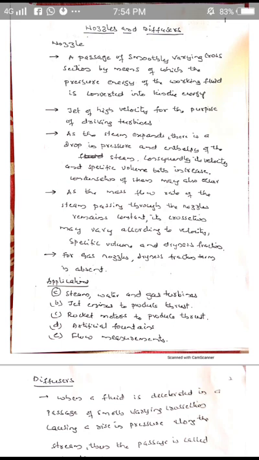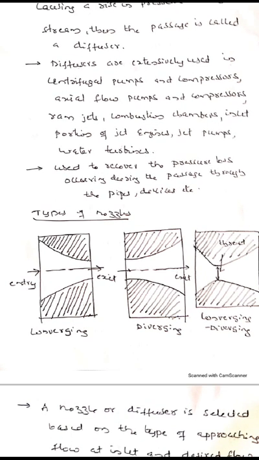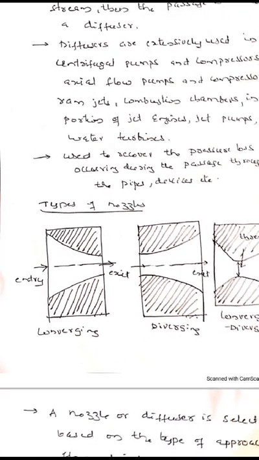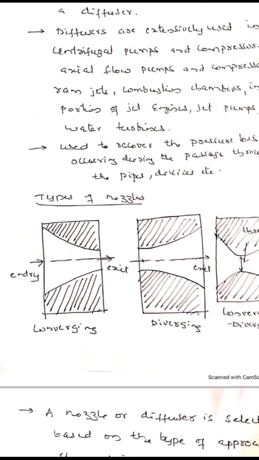Today we shall study about nozzles and diffusers. What is a nozzle? A nozzle is used to convert pressure energy into kinetic energy. It produces a jet of high velocity for the purpose of driving the turbines. It consists of a static device of gradually varying cross section.